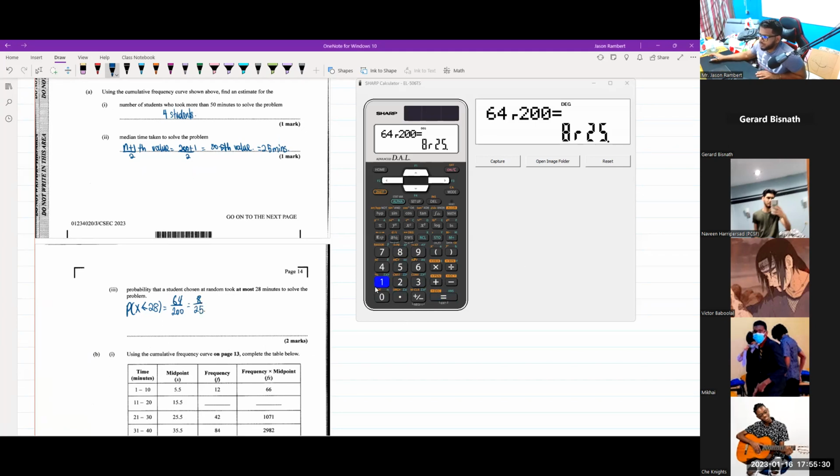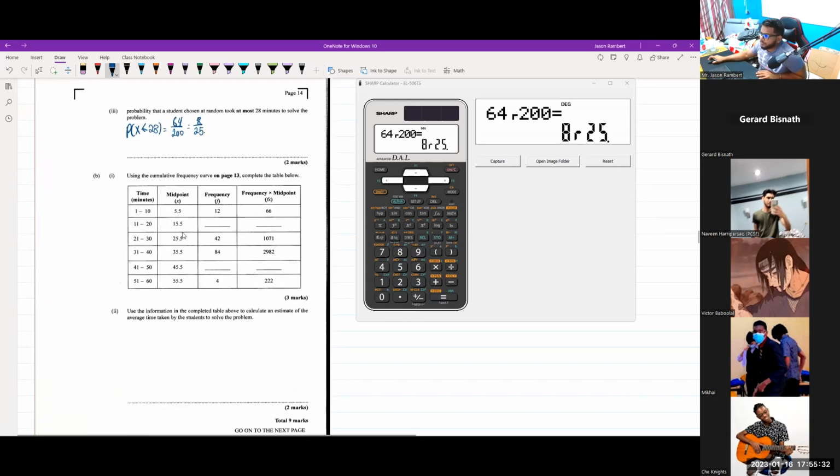All right, so our next cumulative frequency curve. Complete the table below. We don't even need the curve right here. We have information here. Frequency for this is 66. Oh, there's frequency by midpoint. Okay, we need the curve. I thought this was cumulative frequency.